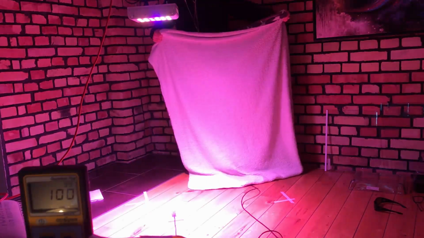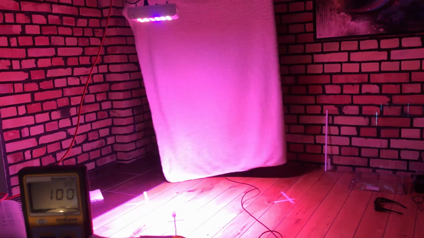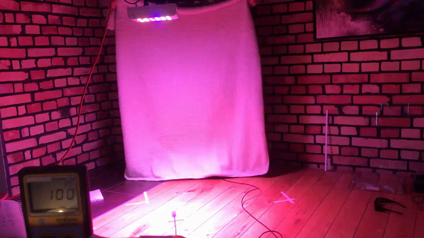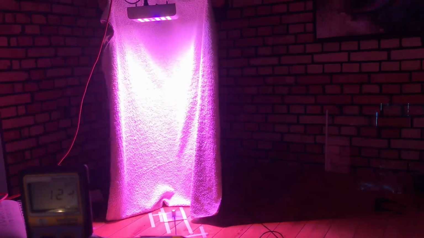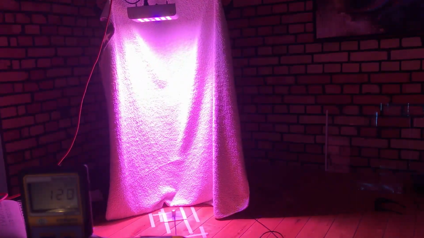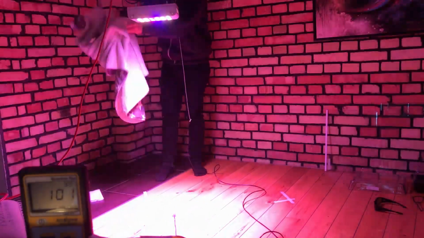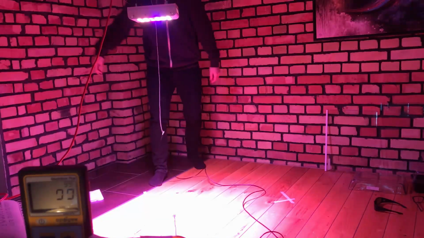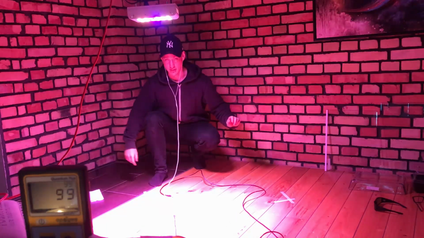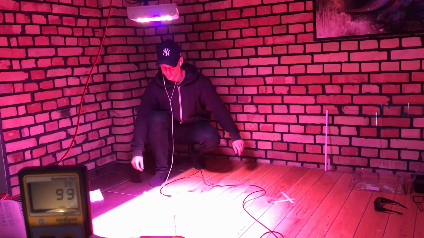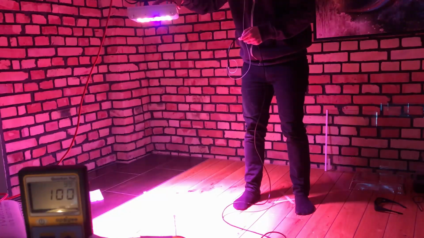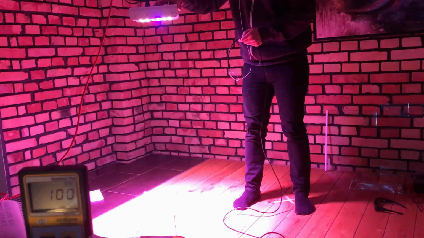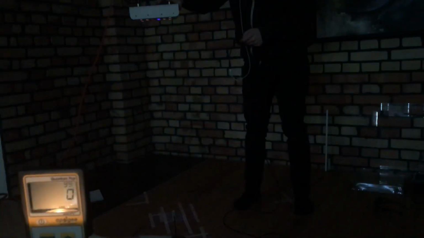And this is just a white blanket as example, but either way, it increases the PPFD. That's why I have a super black outfit today. And by the way, the ambient PPFD is 0.